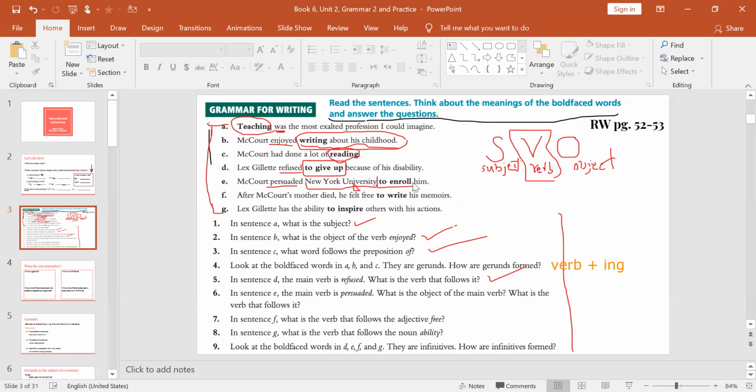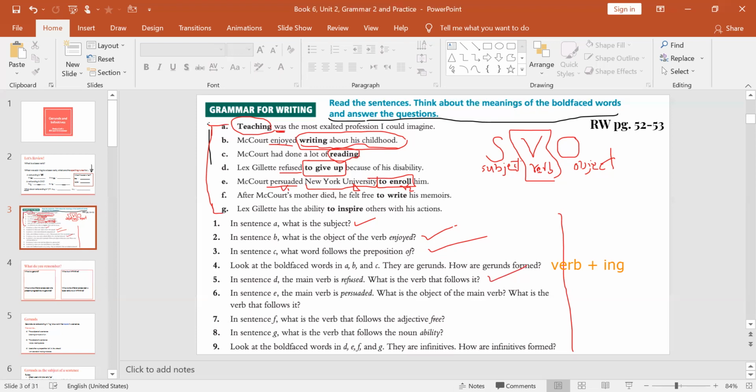But then there's a verb that follows it. And this verb is to enroll. So that's verb 2. Okay, so you have verb 1. You have verb 2. Good.